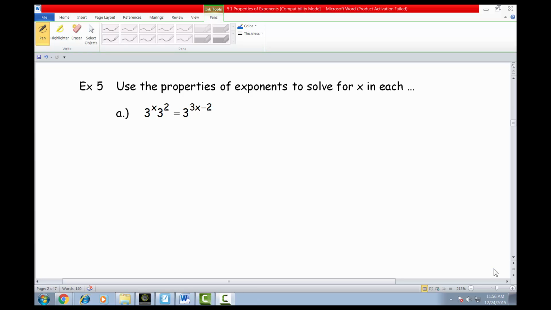Here we are at example 5a from our 5.1 set of notes. We're asked to use the properties of exponents to solve for x here. Now, just looking at a, it looks really weird because we've got threes and a bunch of different exponents going on.